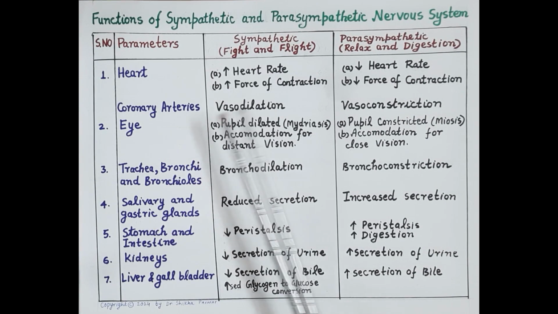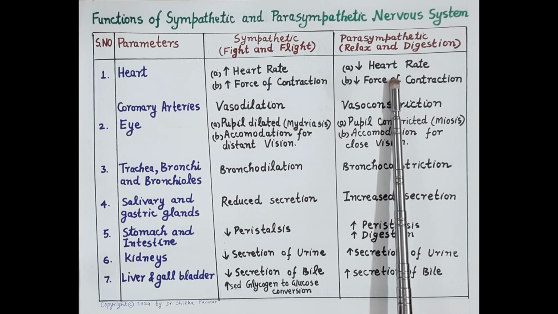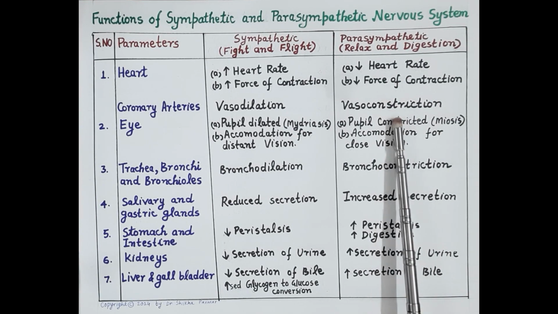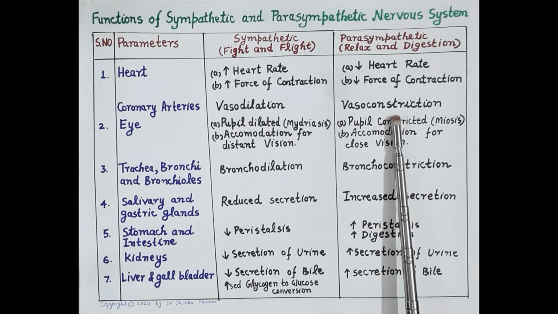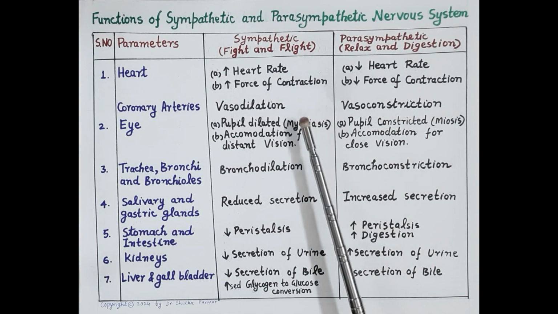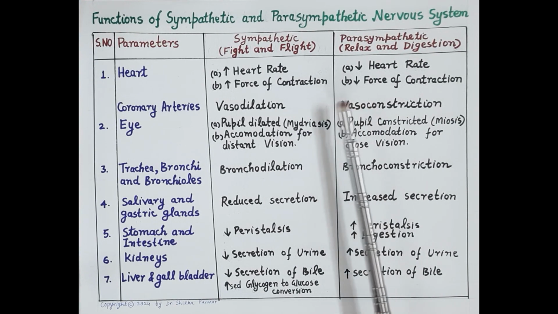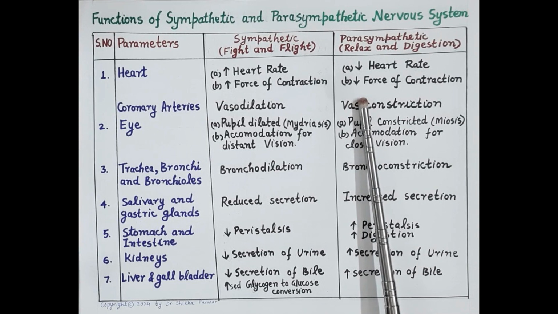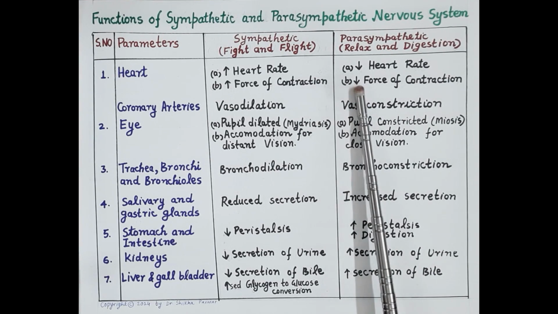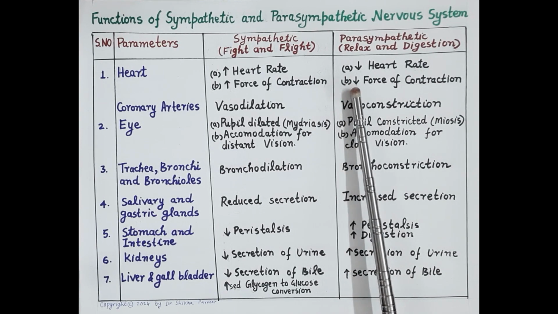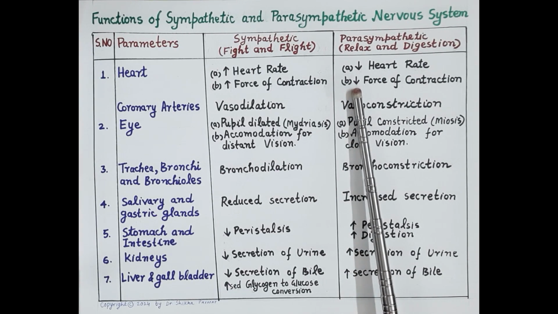On the contrary, parasympathetic stimulation reduces the heart rate, and the force of contraction of cardiac muscles also reduces. In addition, parasympathetic stimulation produces vasoconstriction of the coronary arteries. Coronary arteries constrict, and their effective diameter reduces. Sympathetic and parasympathetic nervous systems coordinate with each other, and thus they maintain a balance or homeostasis in the body, and this is how normal heart rate is maintained at 72 beats per minute.